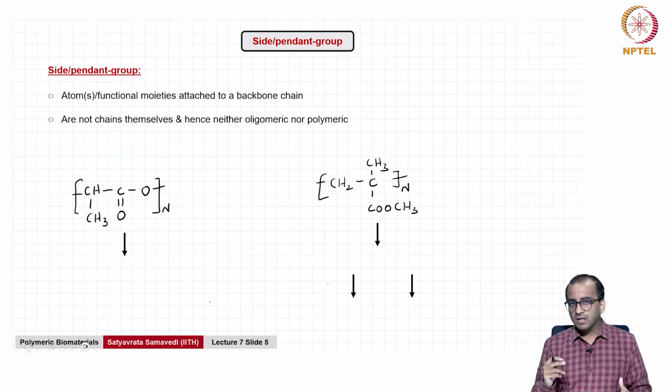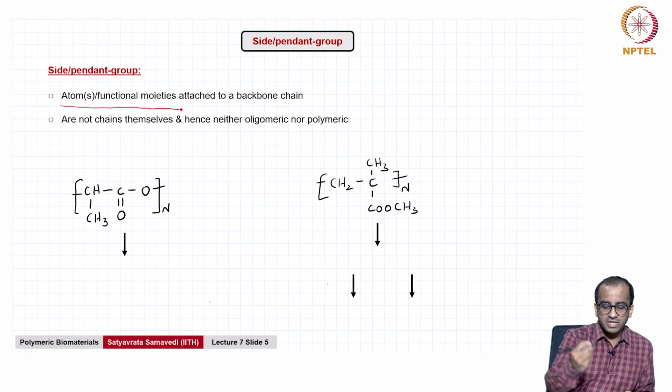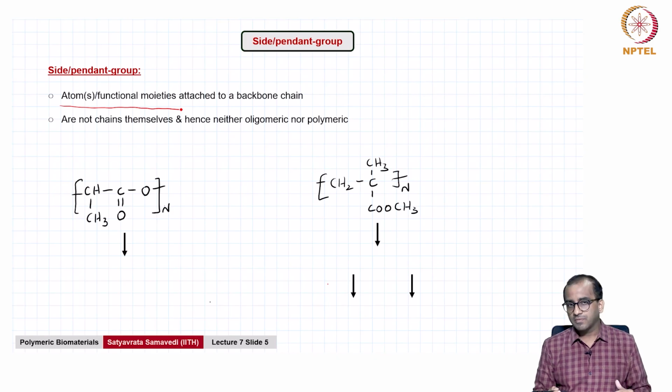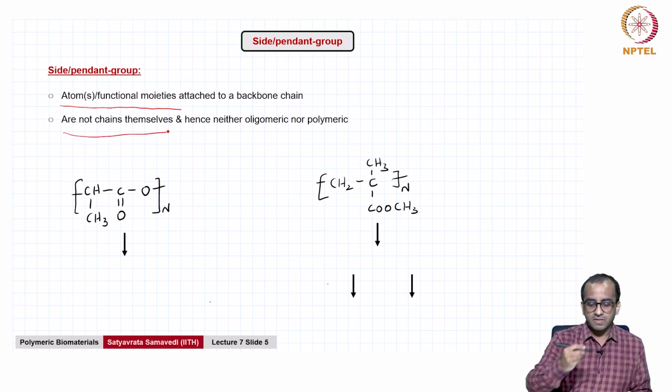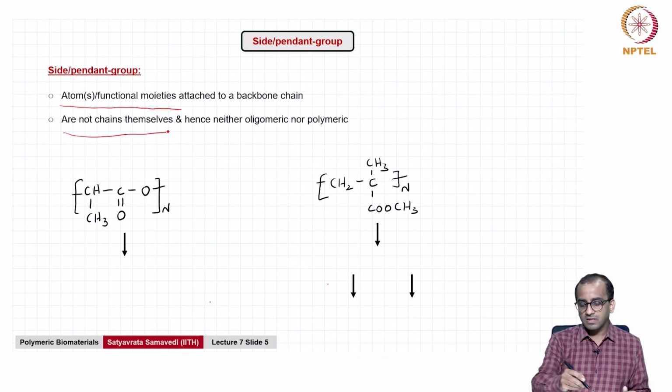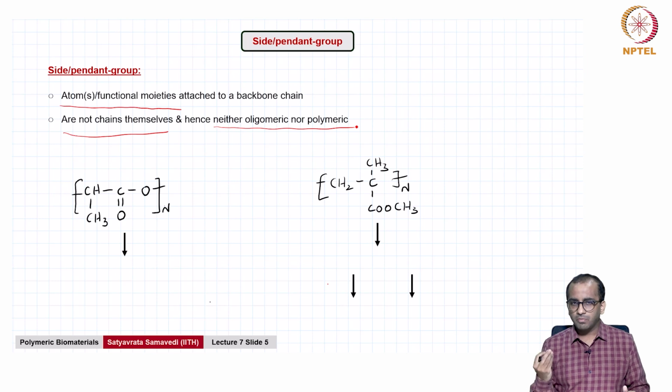Next, we will look at another related idea, again in relation to the backbone of the chain itself, which is the side group or the pendant group. They go by different names. These are atoms or functional moieties that are attached to a backbone chain; they are not on the end, they are attached to the chain itself. What is important to note is they are not the chain themselves, and hence it is not correct to think of them as either oligomeric or polymeric. They are just side groups that stick out or hang, and they are called pendant groups.